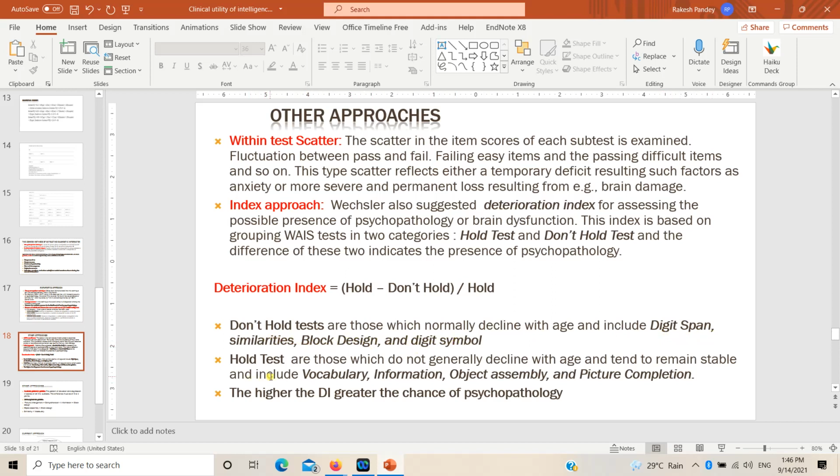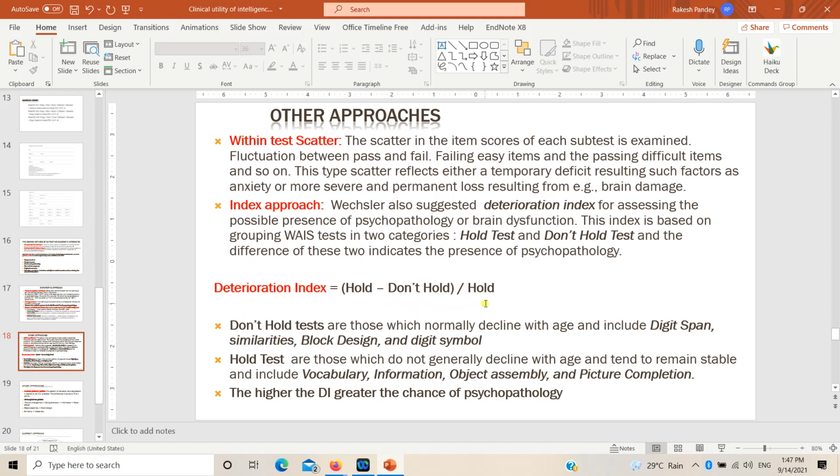Hold tests are those which do not generally decline with age and tend to remain stable, and that include vocabulary, information (you have already heard about this), object assembly and picture completion. So the deterioration index is hold minus don't hold divided by hold. The higher the index, the greater the likelihood that the individual has psychopathology or brain dysfunction.